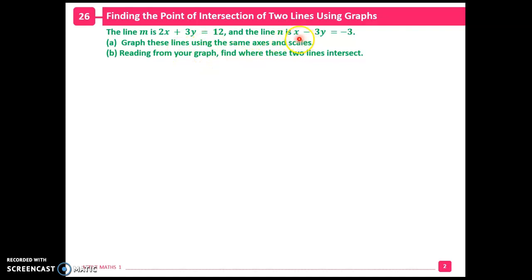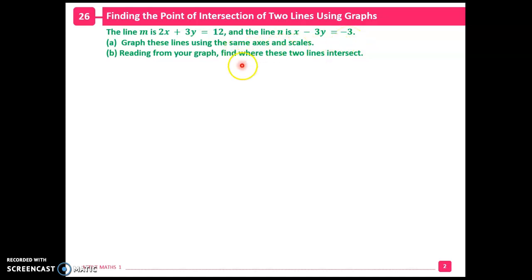In this equation, we've got x minus 3y is minus 3. So this says whatever x value we have, if we take away 3 of the y values and end up with minus 3, then that xy pair belongs to that line. And if you don't end up with minus 3, it doesn't belong on that line.